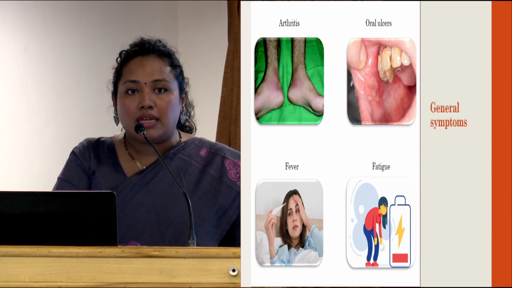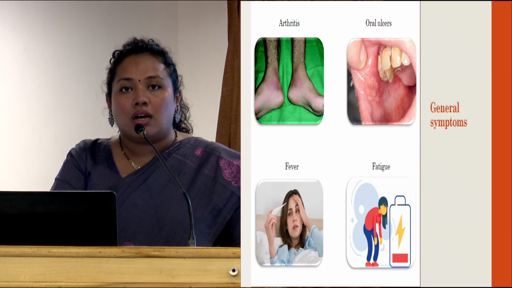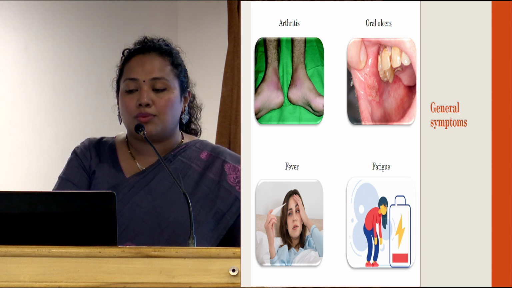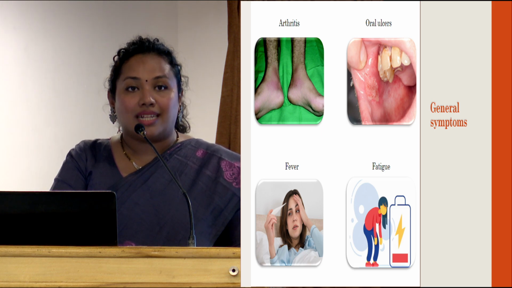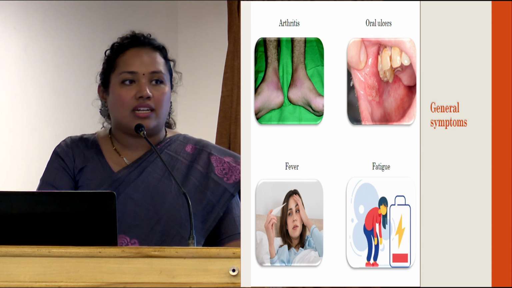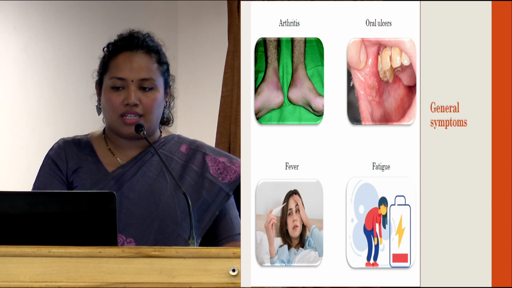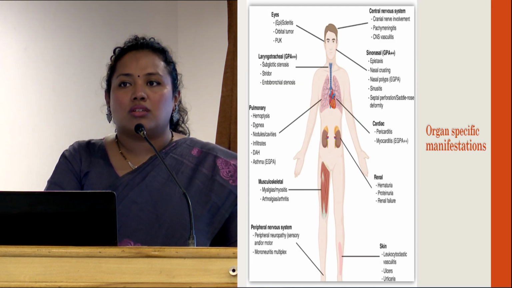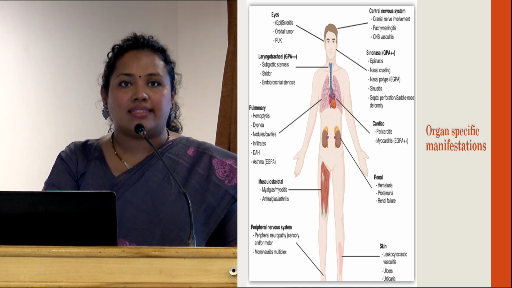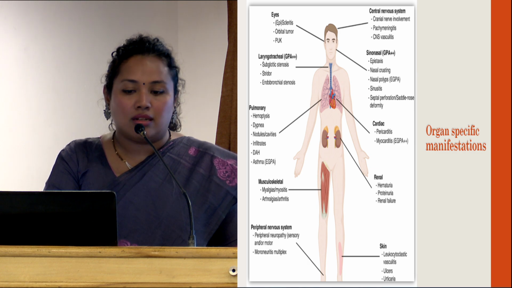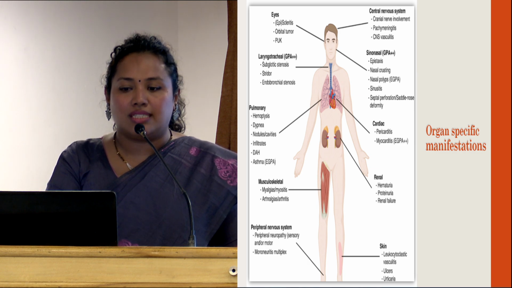Other features can be non-erosive arthritis, which is non-deforming. Sometimes patients present with oral ulcers and genital ulcers, which can leave a scar. Fever, malaise and fatigue are usually associated with vasculitis. The organ-specific manifestations are what we are usually worried about. It can extend to involve the eyes, skin, sinuses, lung, musculoskeletal system and peripheral nervous system.